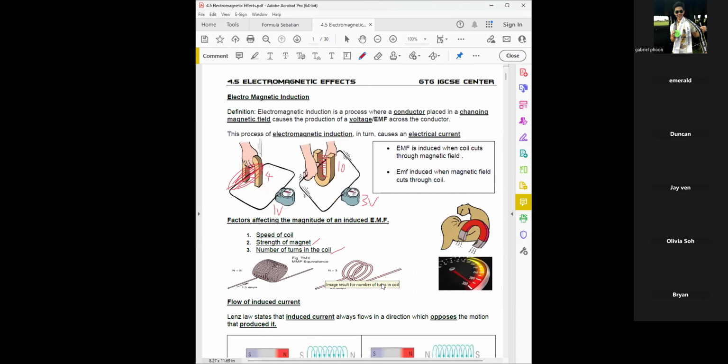You guys get what I mean? So these 3 factors are the factors that could affect the EMF produced. Ultimately, we just want to cut through more magnetic field only. Understand?